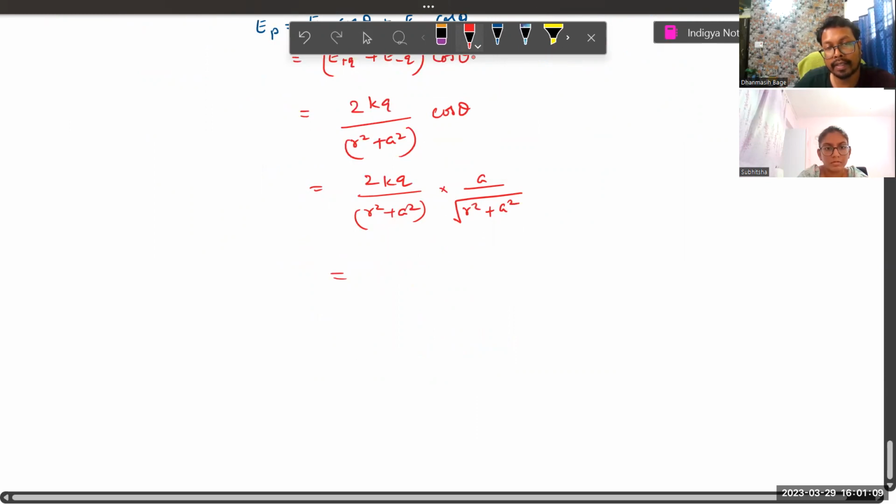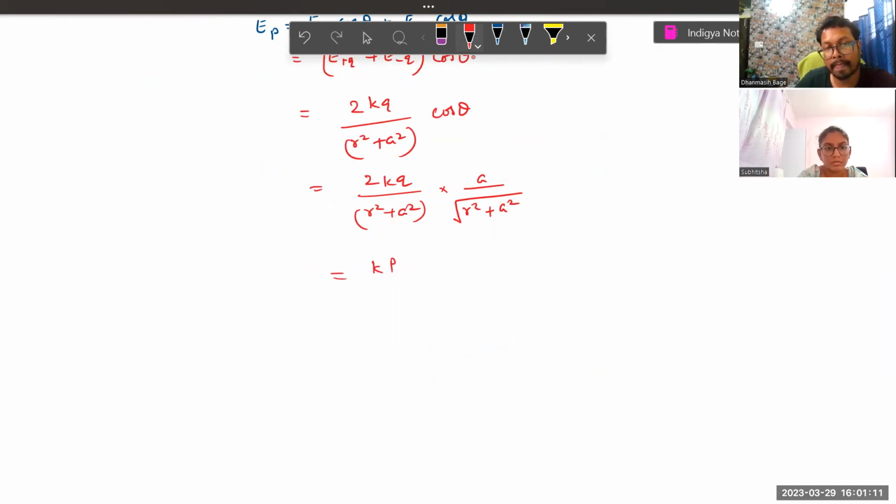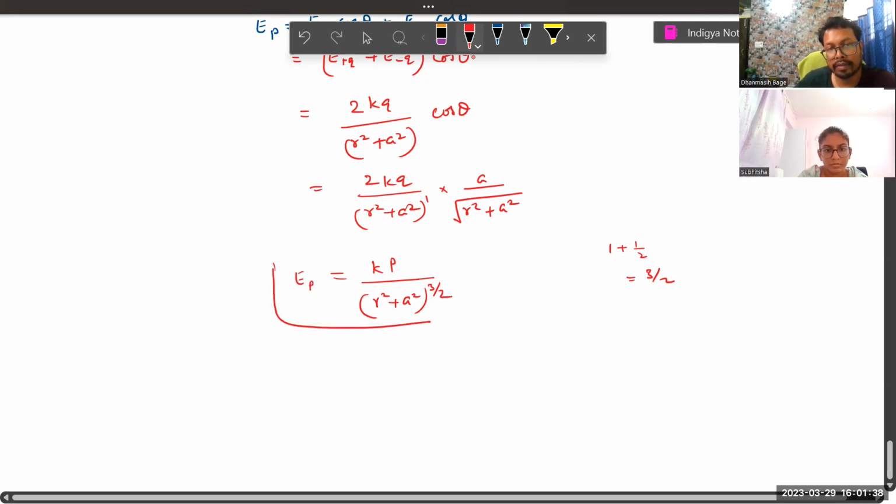So 2qa. Can we say this thing? This is simply kp. And simply this is (r square plus a square) to the power 3 by 2. Right? Power is 1 and here the power is half. So 1 plus half is equal to what? 3 by 2, right? So power is this thing. Clearly EP is equal to this much.